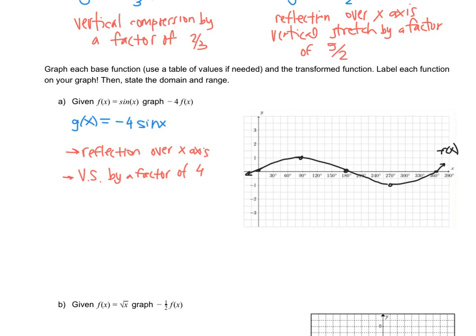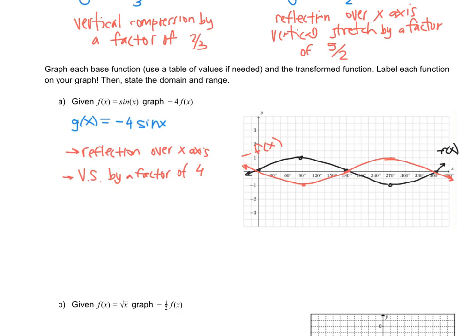So I'm going to do that. I'm going to reflect those 2 points. And now I'm going to connect my dots. Now when I label this new function, all that I've done is reflected it. So this is negative f of x, or negative sine x.